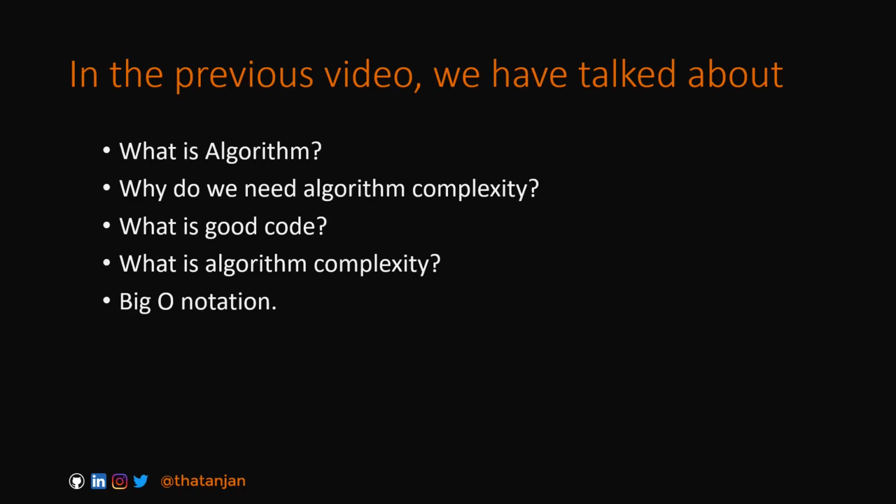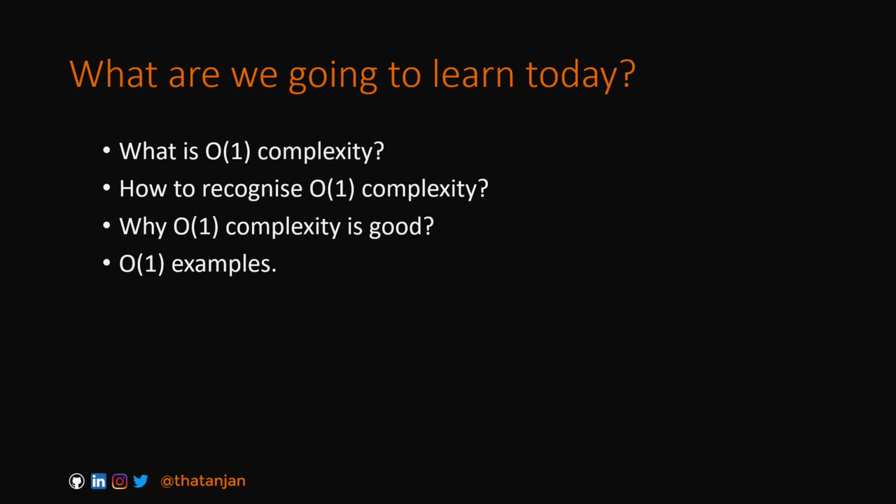In the previous video, we talked about what is algorithm, why do we need algorithm complexity, what is good code, what is algorithm complexity, big O notation, and so on. In this video, we will learn what is O of 1 complexity, how to recognize it, why it is good, and some examples. So, if you have no idea what is algorithm complexity or big O notation, please watch the previous video that I've created. I will put the link in the description. Grab the basic idea of algorithm complexity, then come back to this video.